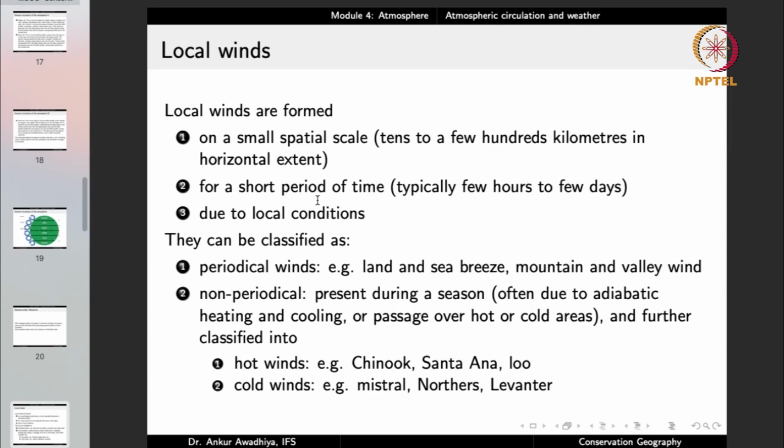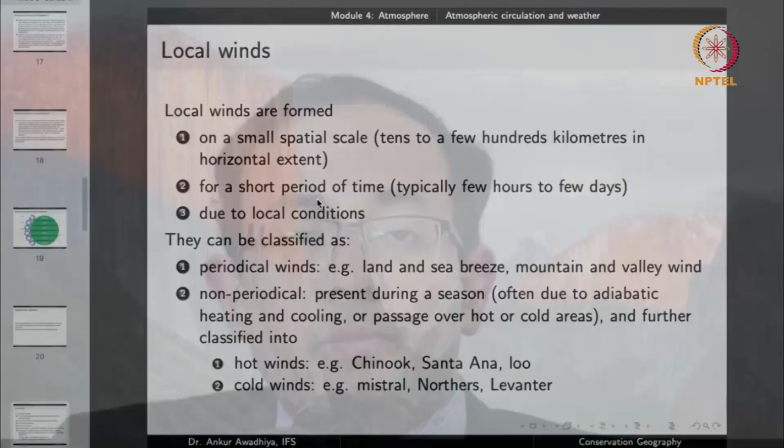They are classified as periodical winds that occur periodically, such as land and sea breeze, mountain and valley breeze, or non-periodical local winds which are present during a season, often due to adiabatic heating and cooling or passage over hot or cold areas, and are further classified into hot winds and cold winds. Now what is adiabatic heating and cooling?